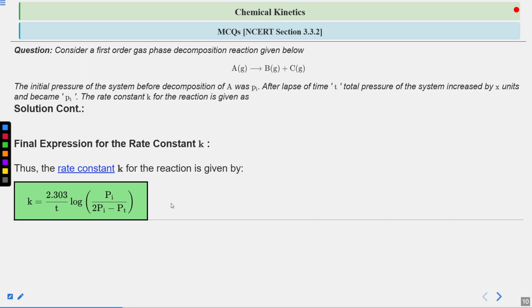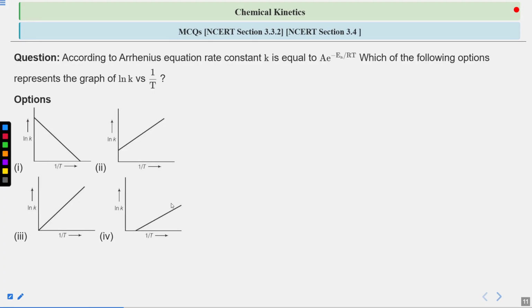Okay, so let's move to our next question. Now this is an MCQ and it covers NCERT section 3.3.2 and section 3.4. The question says that according to the Arrhenius equation, the rate constant, that is k, is equal to A e to the power minus Ea by RT. Which of the following options represents the graph of ln k versus 1 by T?